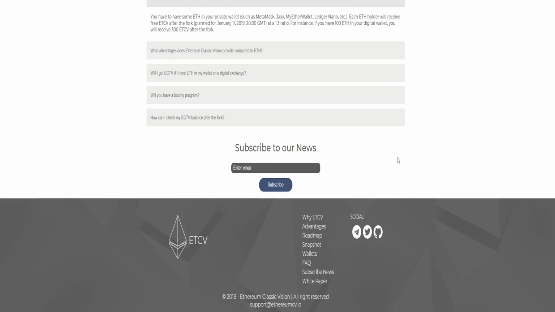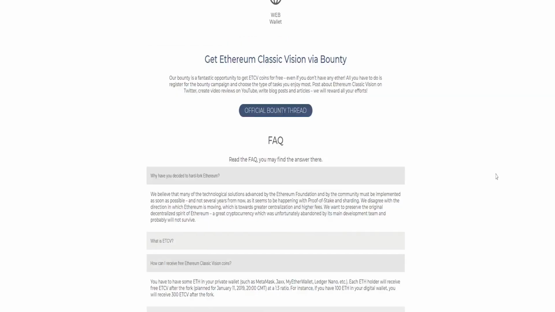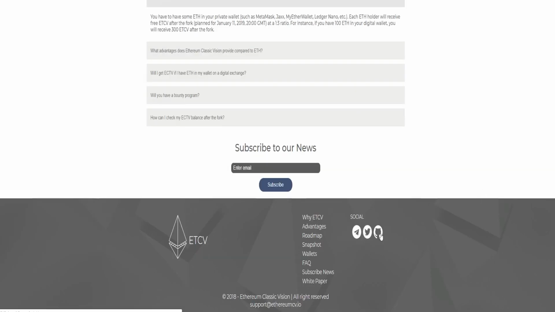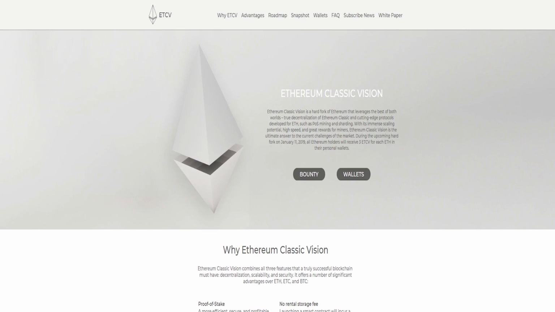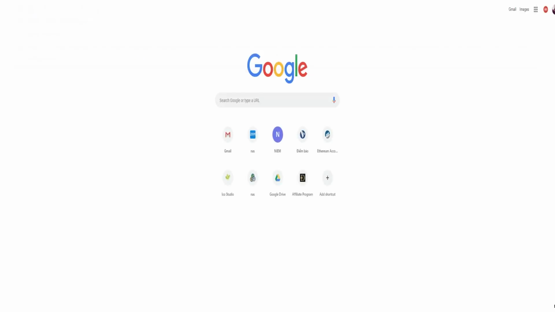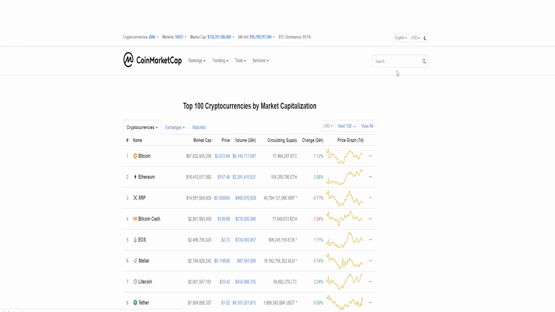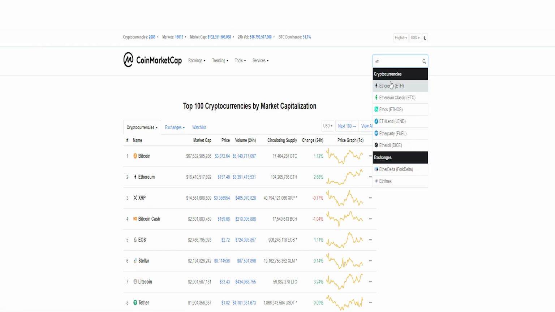There are no storage rental charges. Launching a smart contract will cost a one-time fee. Contracts that are not used can be placed into a temporary sleeping state as a result of a vote. IPFS integration: decentralized file storage for your dApp. Proof of excellence, resource efficiency. Lower costs mean that mining would be profitable for ETCV individual miners with hardware as simple as a Raspberry Pi.